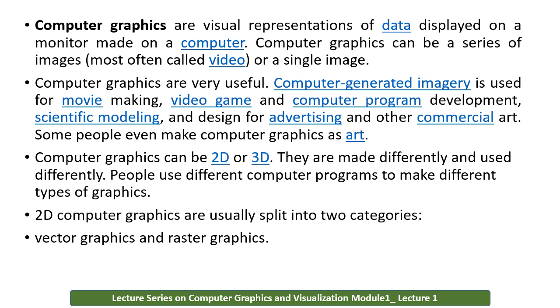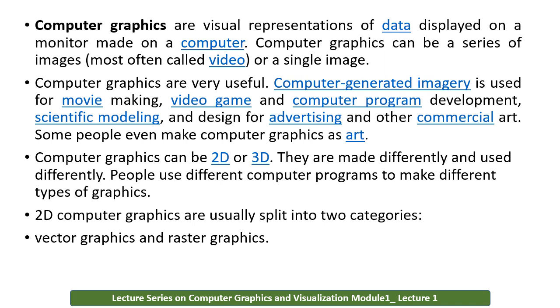So computer graphics can be more precisely defined as the visual representation of data which is going to be displayed on the monitor, made on a computer. Computer graphics can be a series of images, and a series of images is also called a video, or a single image. So normally this is considered a visual representation of data onto the monitor.